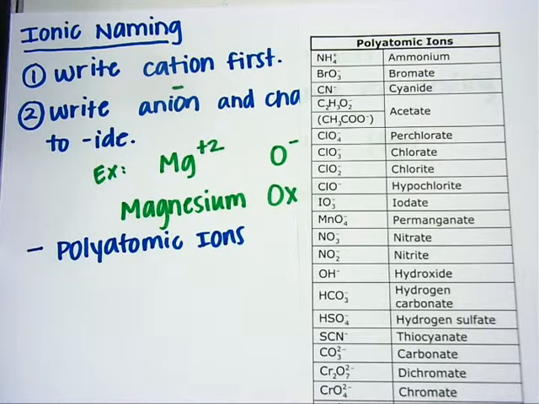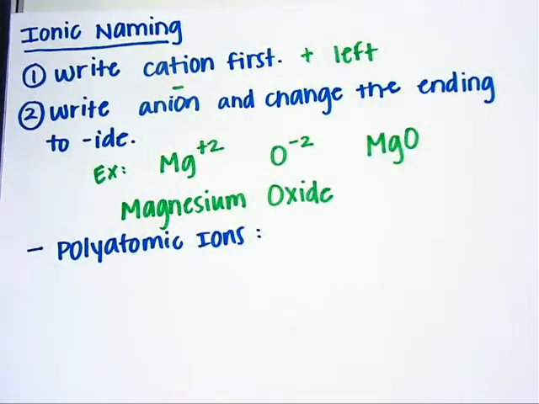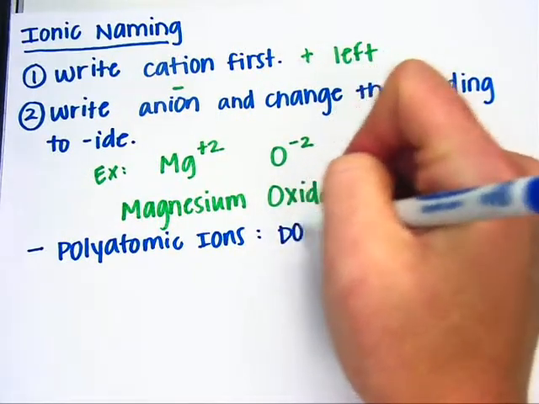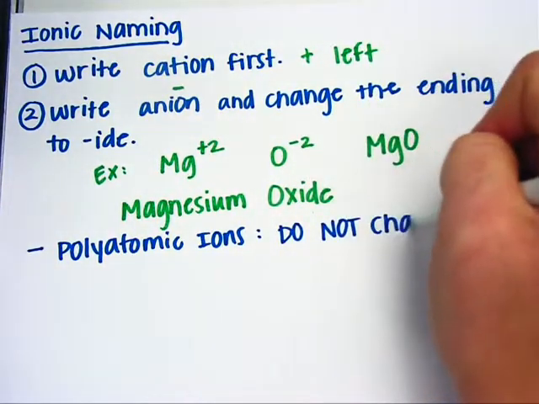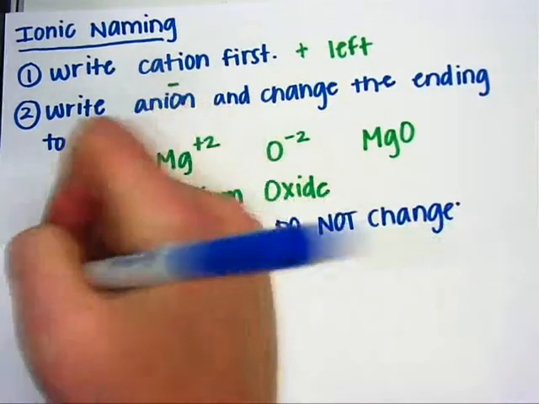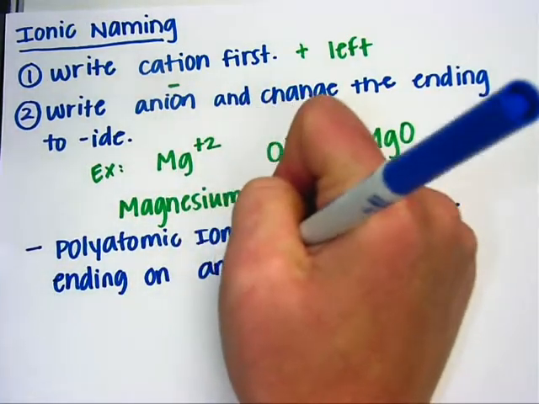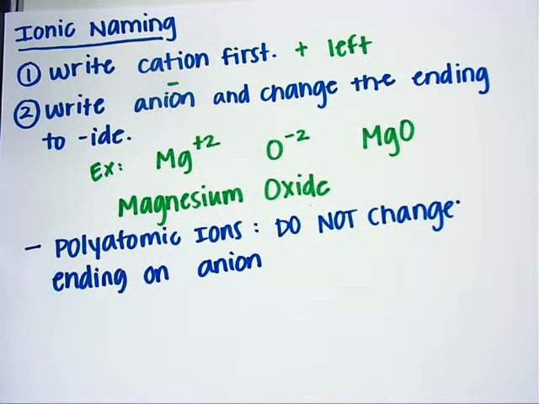So the way you recognize a polyatomic ion is that you have a formula that has 3 or more elements. So when you have 2 elements, that's just going to be a normal ionic bond. When you have 3 or more capital letters, that's going to be evidence of a polyatomic ion. And when you have polyatomic ions, which you recognize by those 3 capital letters, you do not change the ending on the anion. So if the polyatomic ion is the anion, you're not going to change the ending.